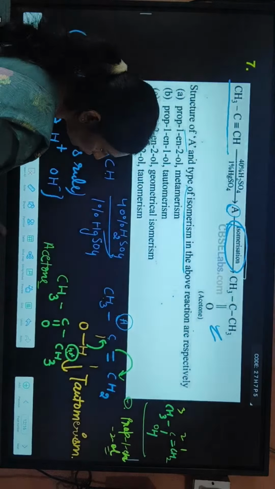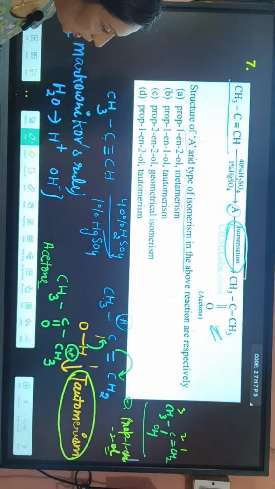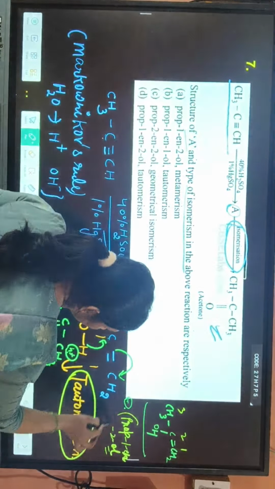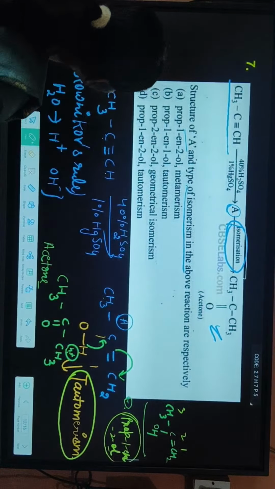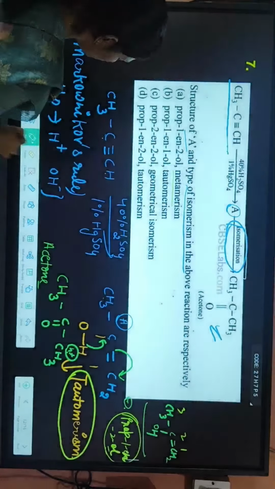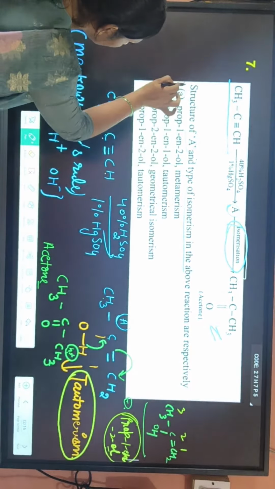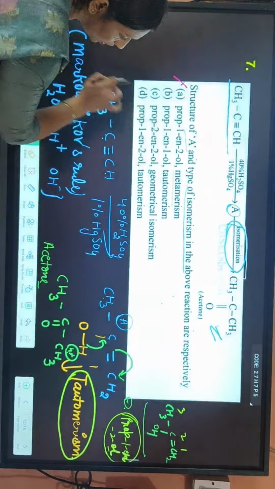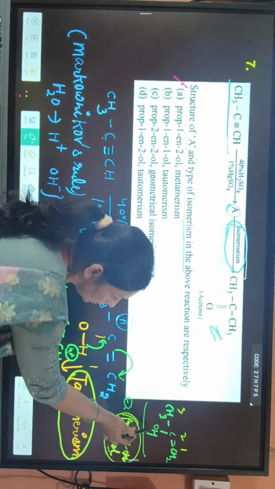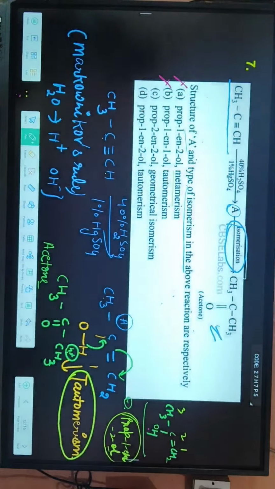So, and your isomerism is tautomerism. Any option is given this type. Prop 1 in 2 all and tautomerization. This option metamerism. No, metamerism is not there. So you can't go with this option. Tautomerism, yes. Prop 1 in 1 all. No, 1 all is not there. 2 all. You are getting 2 all. So this one also not right option.